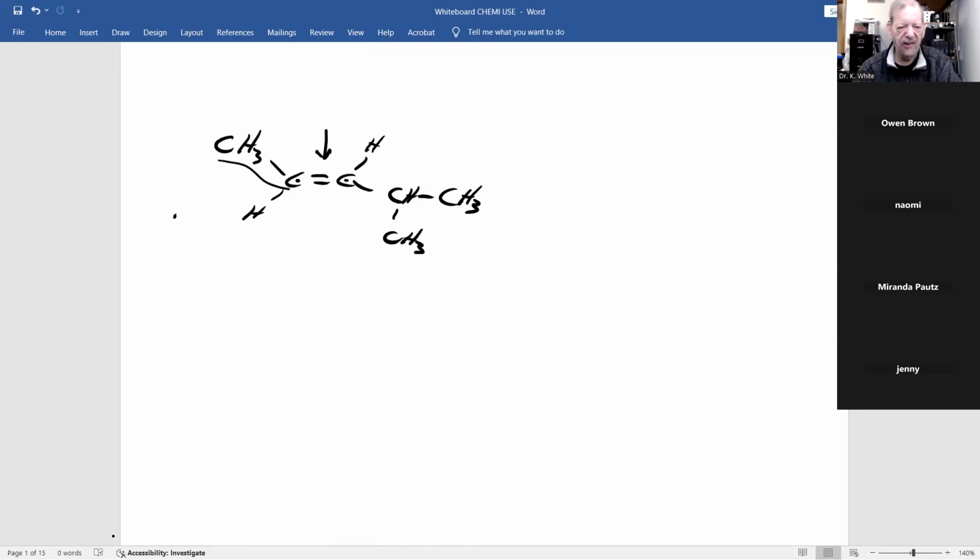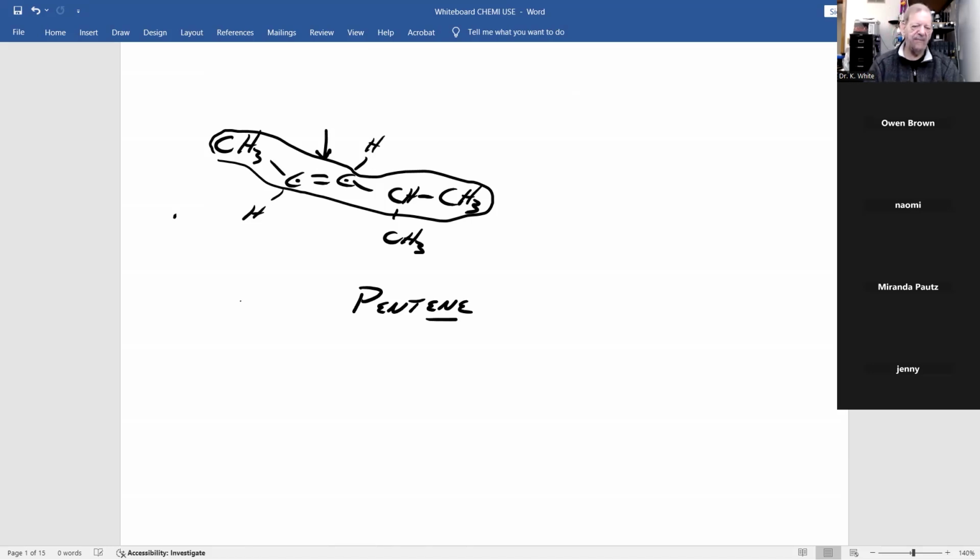And that would be this. I could have used the other methyl group too. And how many carbons are there? Well, let's count. 1, 2, 3, 4, 5. That would be pentane if it were an alkane, but you drop the ane and put in ene, pentene.